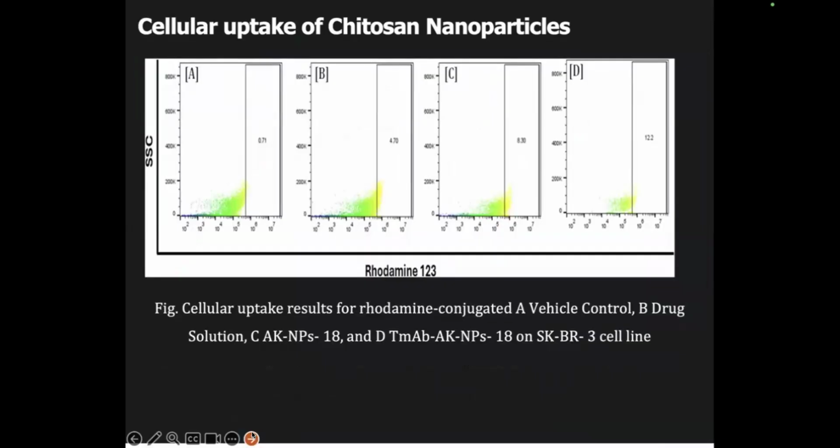Next is the cellular uptake study of chitosan nanoparticles, where the flow cytometry study shows the maximum uptake of the trastuzumab conjugated nanoparticles in SKBR3 cells. These SKBR3 cells show the overexpression of HER2 receptor. So the main mechanism behind this is that trastuzumab directly conjugates to the SKBR3 cells, which overexpress HER2 receptor, and through receptor mediated endocytosis, it shows the maximum cell uptake.